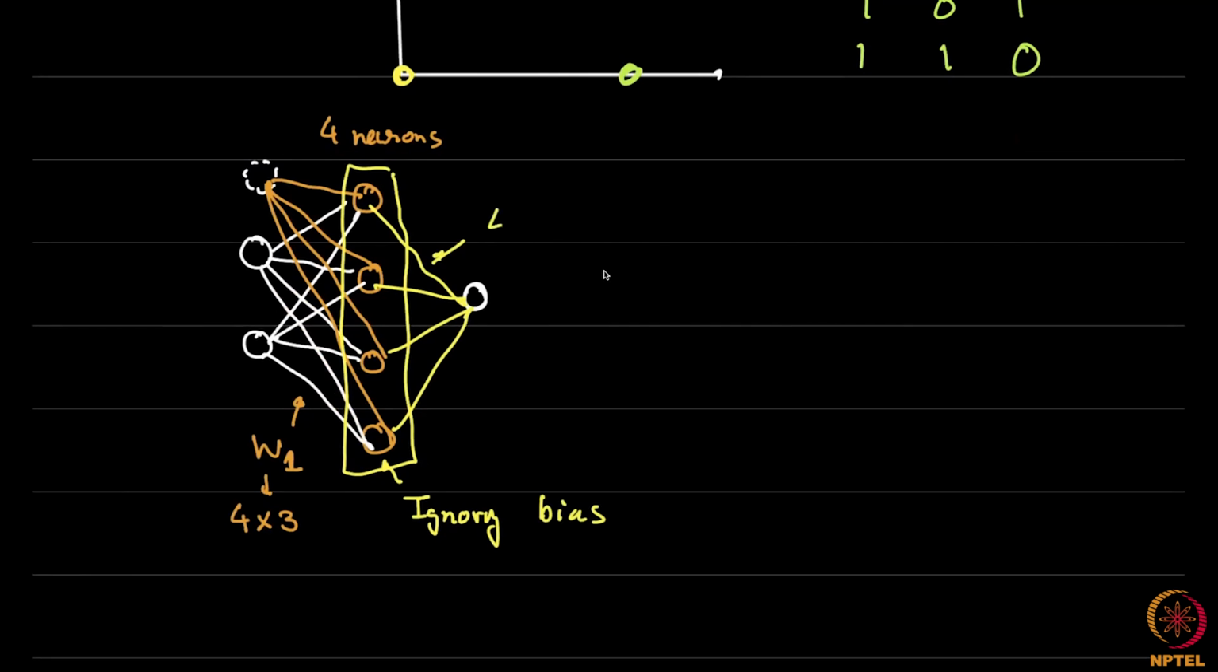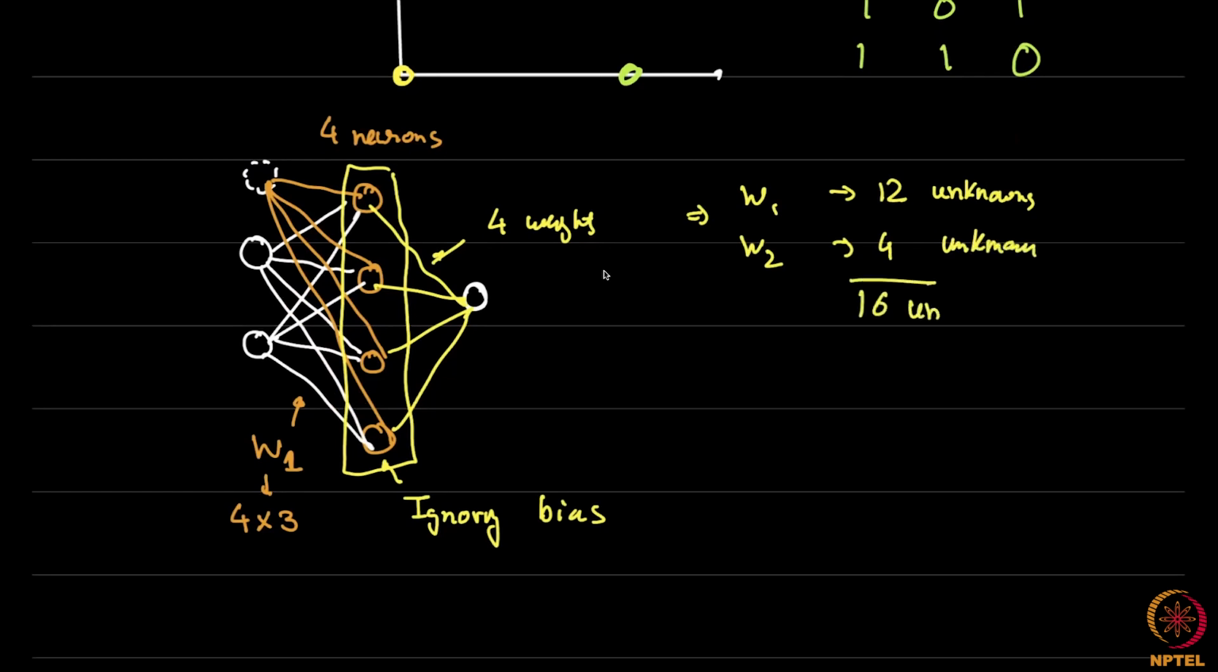So this, of course, is 4 weights. This gives you W1 has 12 unknowns, and W2 has another 4 unknowns. So we have a total of 16 unknowns here, all of which will be updated as W is W minus alpha del J del W. This, of course, is what requires backprop.